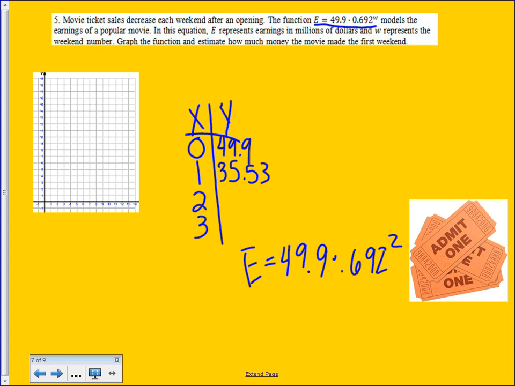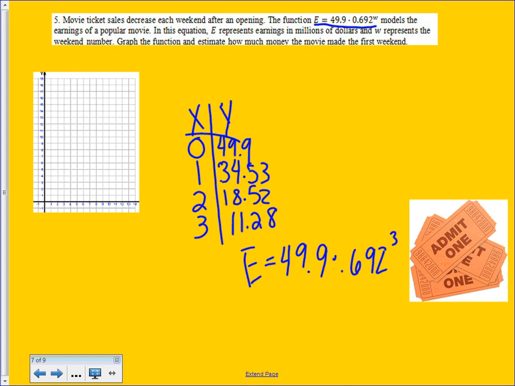When you multiply all of that, you get 18.52. And I apologize, this should be 34.53. I wrote that down wrong. Okay, then let's take a look at if we have it raised to the third power. So now we're taking 49.9 times 0.692 raised to the third power, and you get 11.28.